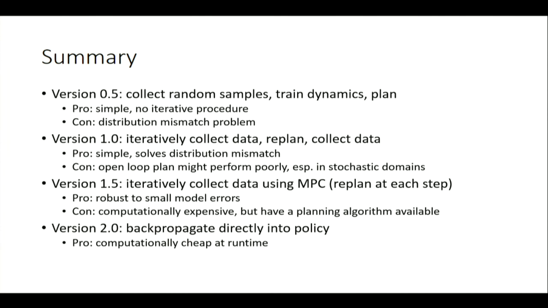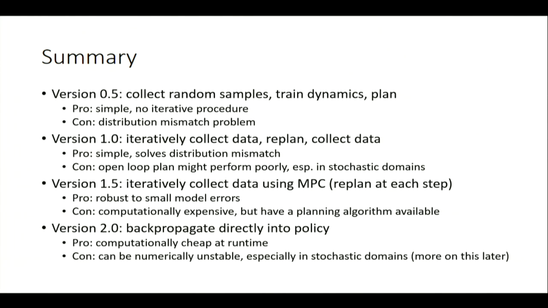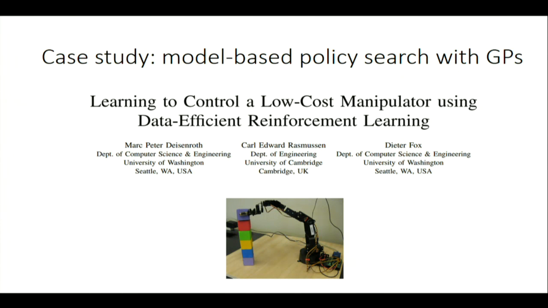So it's computationally cheap at runtime because you just execute your policy, which might be, let's say, a feed-forward network or something. But it can be numerically quite unstable, especially in stochastic domains. And I'll get more into this later. In fact, a lot of the Wednesday lecture is going to be dealing with this problem. So I'll describe this problem more later on. But before I do that, let's talk about an example of model-based RL in action.